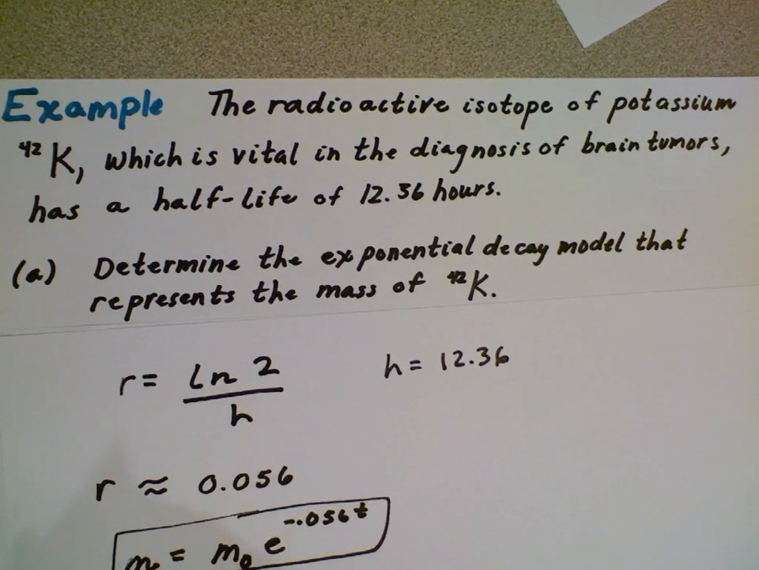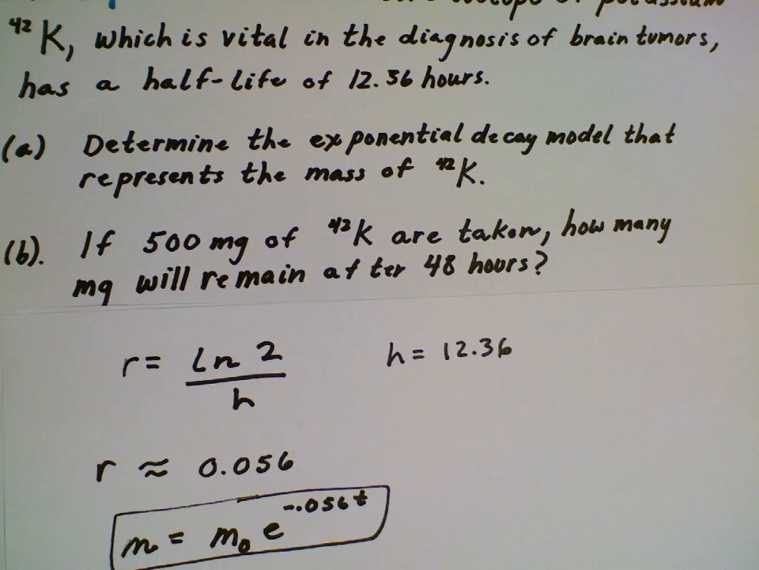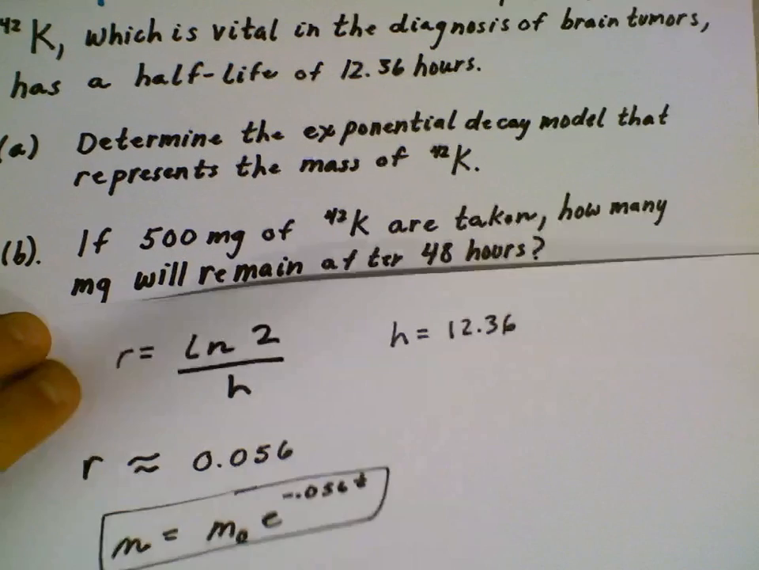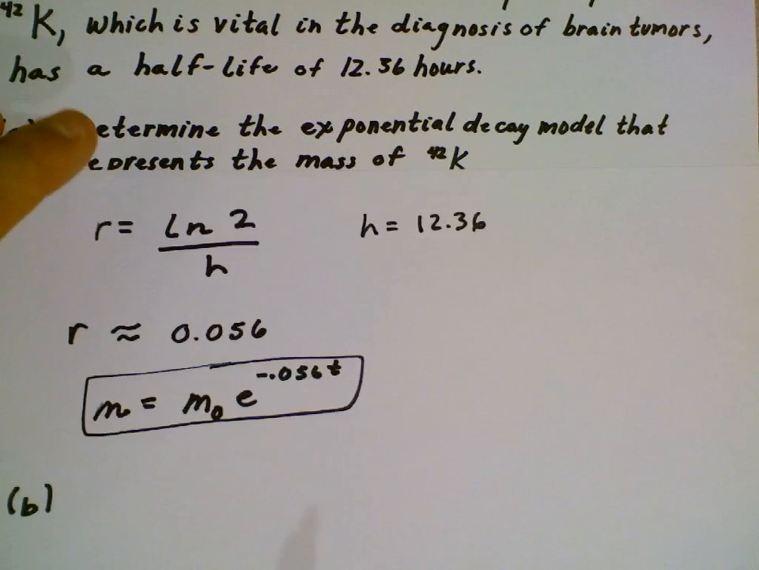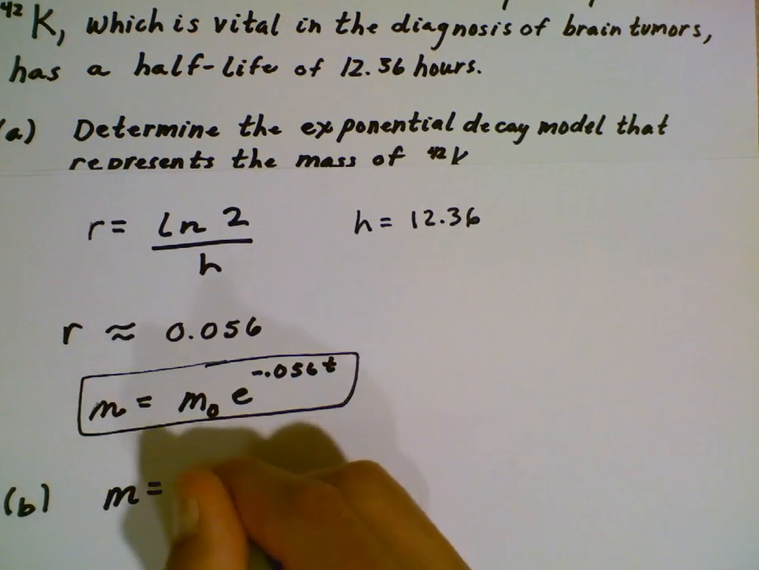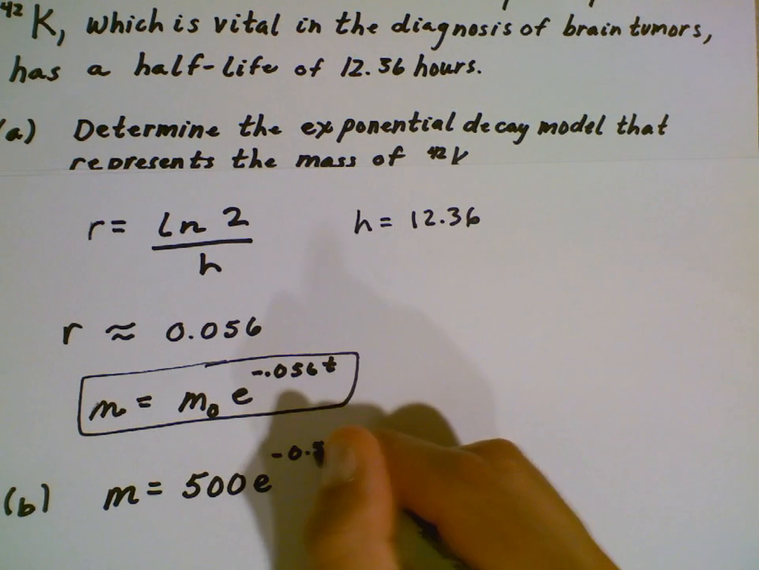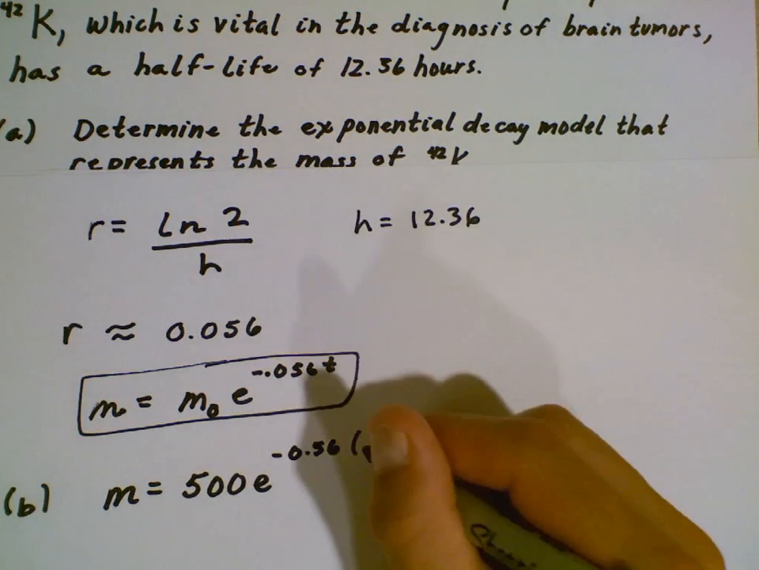So part B. If 500 milligrams of potassium 42 are taken, how many milligrams remain after 48 hours? We know that the initial amount is going to be equal to 500. That's what we take. e to the negative 0.056t, where t is going to be 48 hours.